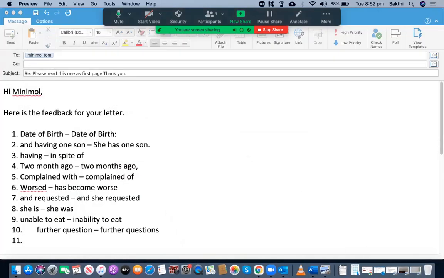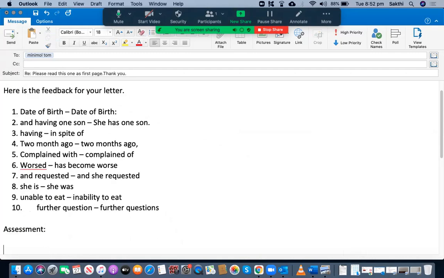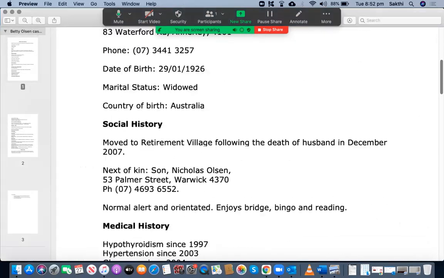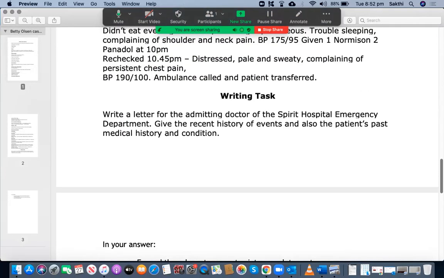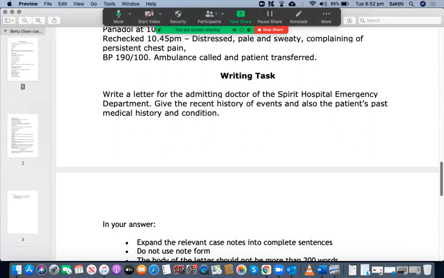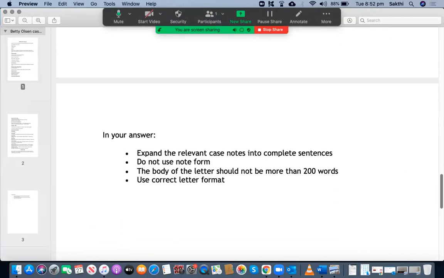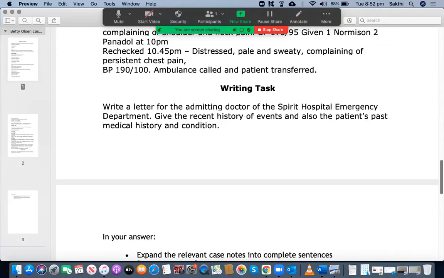Okay. Firstly, I would like to see if she has included all the relevant case notes, and then I will assess all the remaining parameters. For that, I'm going to go ahead with the case notes now. So firstly, I'm going to the writing task section. Write a letter for the admitting doctor of the Spirit Hospital Emergency Department. Give recent history of events and also the patient's past medical history and condition. They have mentioned all these things. In your letter, expand the relevant case notes into complete sentences. Do not use note form. The body of the letter shouldn't be more than 200 words. Use correct letter format.